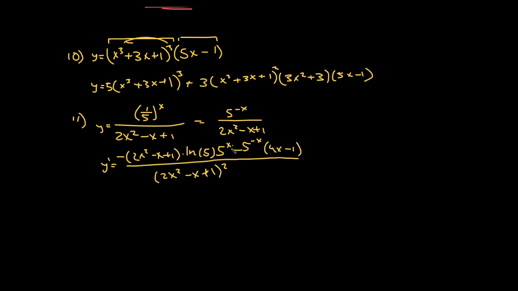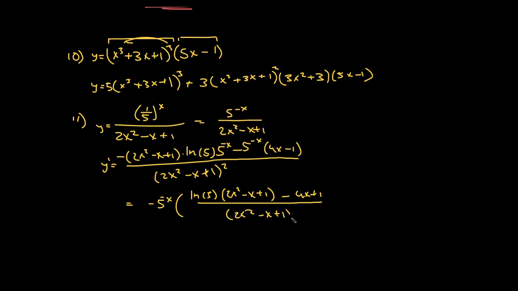Alright, now actually factor out 5 to the negative x, it should be negative. Negative 5 to the negative x times, what's this going to be? ln 5 times 2x squared minus x plus 1 plus 4x minus 1. Alright, this one's quite messy. Still all over the squared denominator. Like that. Alright. That's the final derivative. That's a big one.